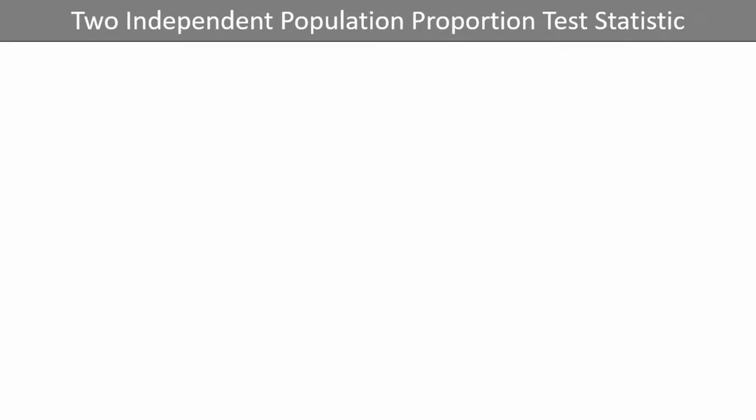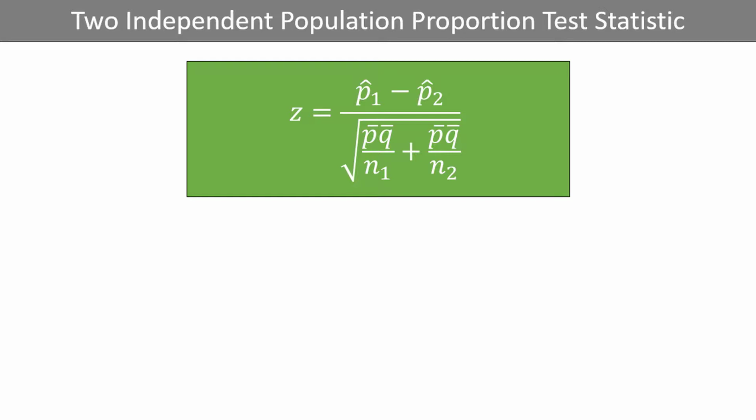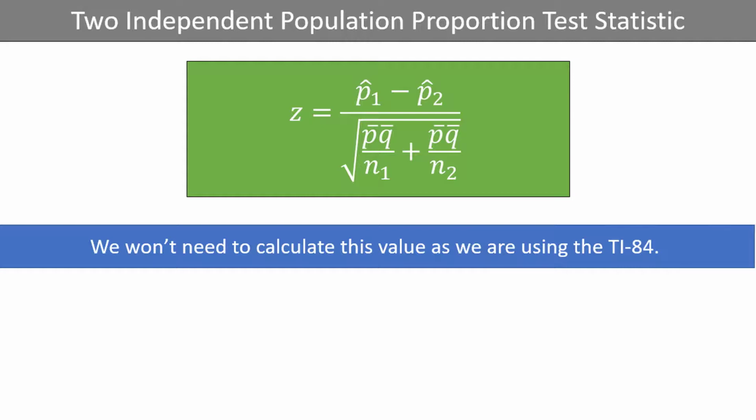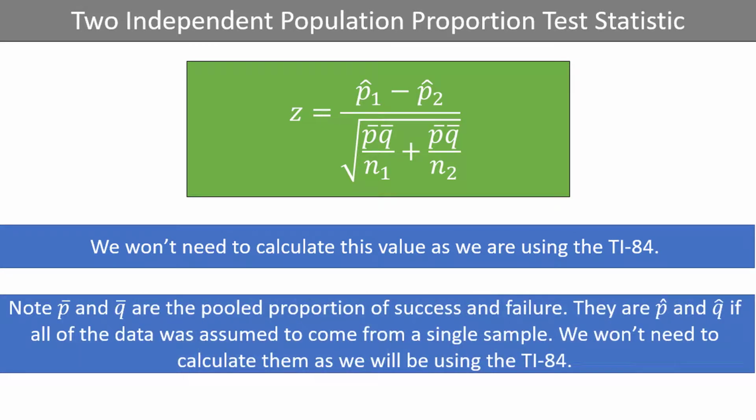Since we are using the z-distribution for this test, the test statistic will be a z-score. Here is what the formula looks like for the z-test statistic. We won't have to calculate this value since we'll be using the TI-84 calculator, but this is what the calculator uses. Note that p-bar and q-bar are the pooled proportions of successes and failures. They are just p-hat and q-hat if all the data was assumed to come from a single sample. Once again, we don't really have to worry about that since we're just going to be using the calculator. Let's look at an example.